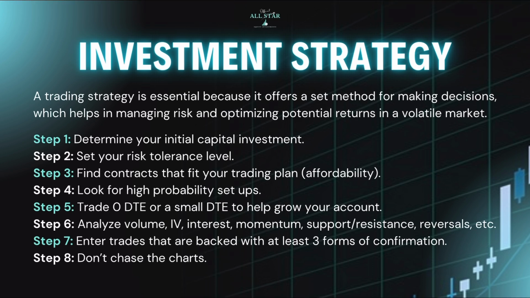And then step six is going to be analyzing volume, IV, which is implied volatility, open interest, momentum, support and resistance. All these great factors are going to need to be evaluated prior to entering into any options trade. And then step seven involves entering trades that are backed with at least 3 forms of confirmation. So whether that's your technical indicators, a chart pattern, or you just simply understanding how the flow of the stock in the market is working in your directional decision making.